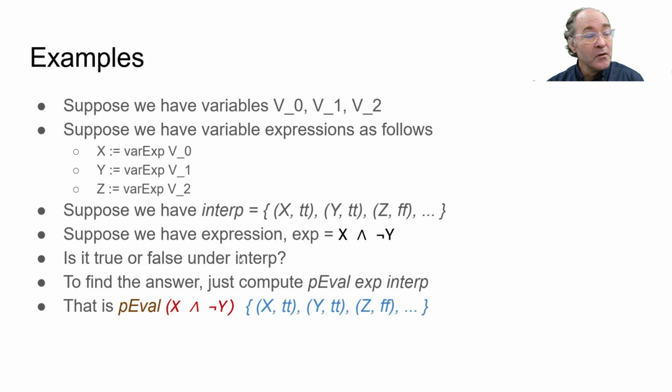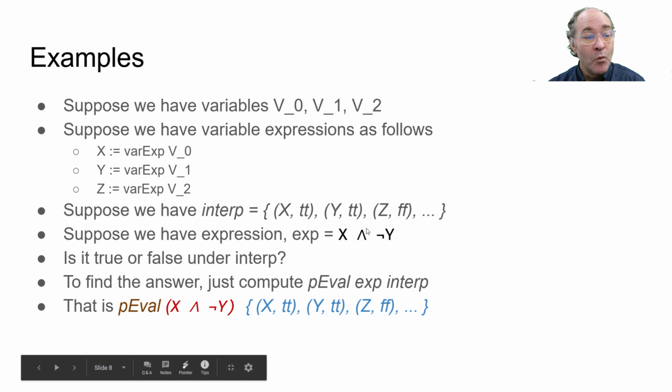Okay. Well, to find out, let's apply our formula. We ask ourselves, what's the main connective here? And it's and. So we know we're going to use b and to combine the Boolean values of what x evaluates to and what not y evaluates to. Let's see what x evaluates to. Well, x is a variable expression with v0, and v0 is going to evaluate to true, so this is going to evaluate to true. Now we have to evaluate the expression not y recursively.